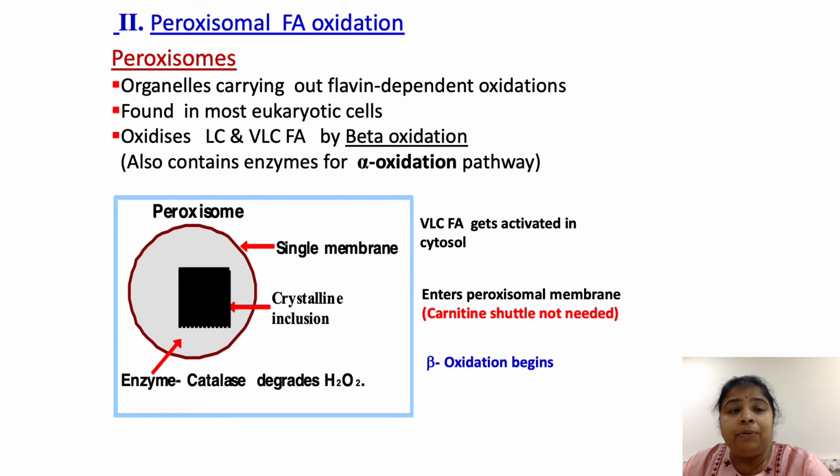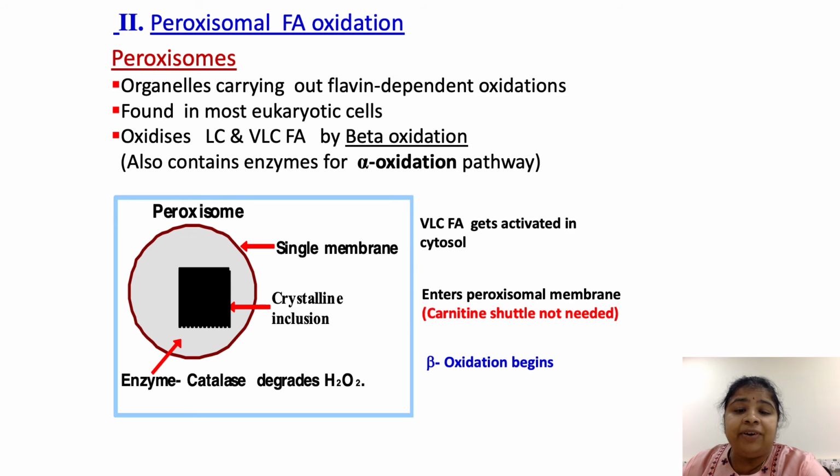Now we move on to peroxisomal fatty acid oxidation. As I told you, the very long chain fatty acids will first undergo beta oxidation in the peroxisomes, and after the chain length has reduced, they will move into the mitochondria. Here, there is no requirement of carnitine. Carnitine is not required for transportation.